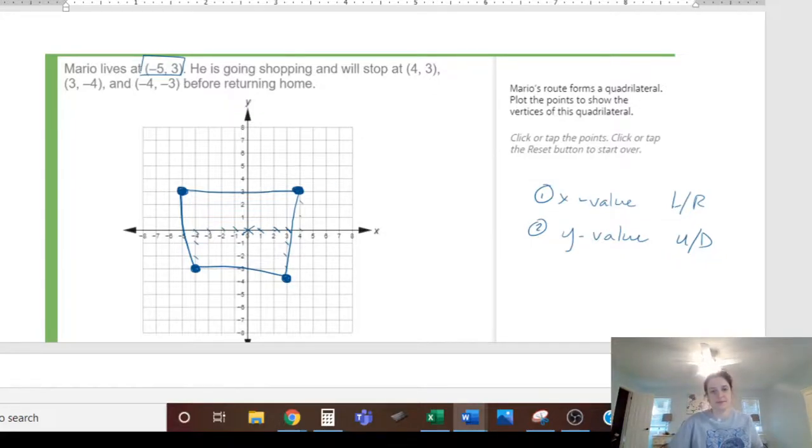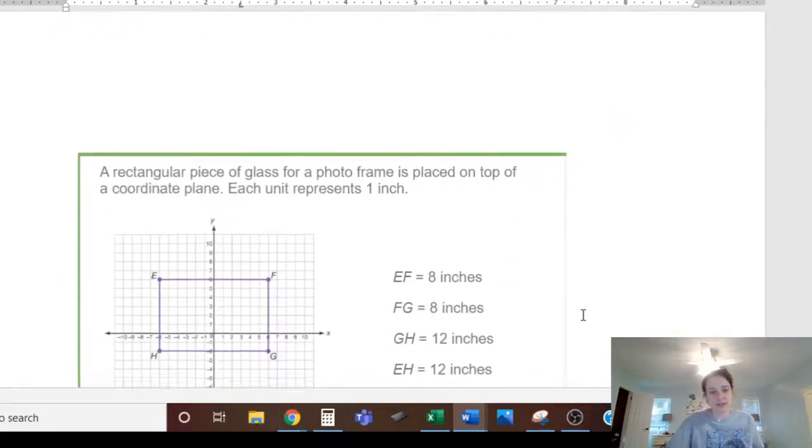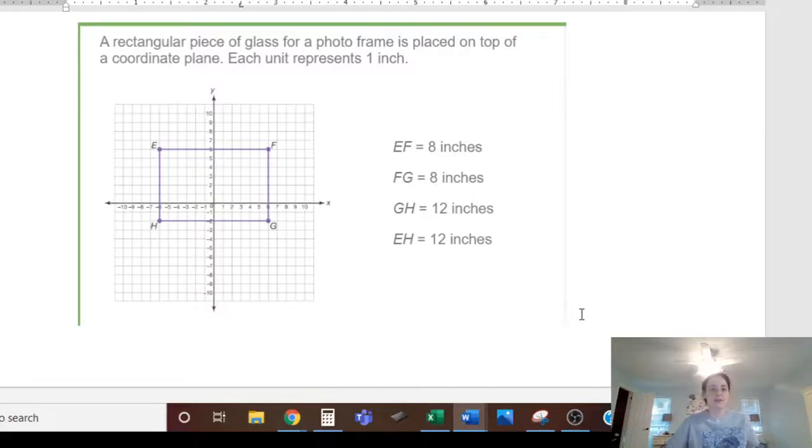Okay. All right, one more example we can do together. Here, a rectangular piece of glass for a photo frame is placed on top of a coordinate plane. Each unit represents 1 inch. So I want to know which of the following are true or false. The first one says from E to F is 8 inches. So E to F is going to be this top line here.